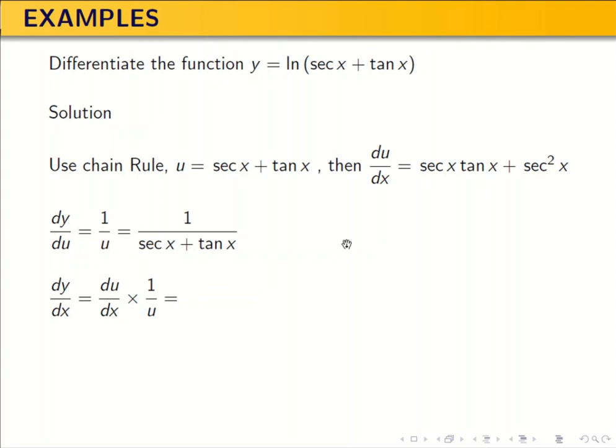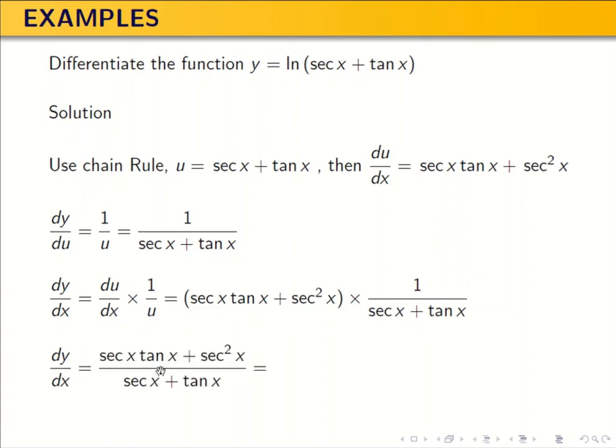du/dx we had was sec x tan x plus sec squared x, then 1 over u is what this is. So we multiply everything to it, and we can factor some sec x out here, and we get sec x out, tan x plus sec x, because if I factor sec x out from this side, I'll get sec x out, tan x at this place, then plus another sec x at this place. Now this can cancel this, and I'll get sec x. This is pretty cool, right? So that is the differential of this.